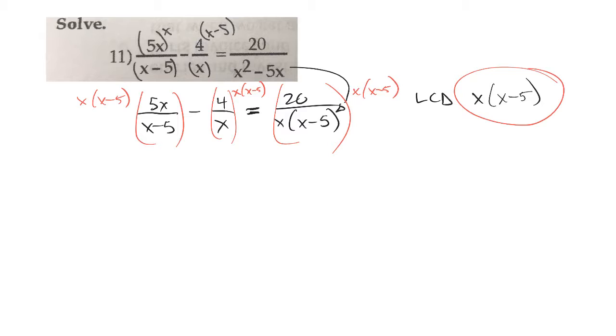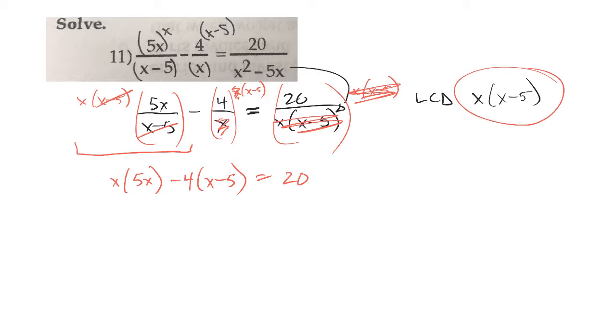So in the first term, the x minus 5's cancel, so I'm left with x times 5x. On the next one, the x's cancel, left with 4 times x minus 5. And on the last one, the whole thing cancels, so I'm left with 20. Now I don't have a denominator, and now I can just solve from here. So this would be 5x squared minus 4x plus 20 is equal to 20.